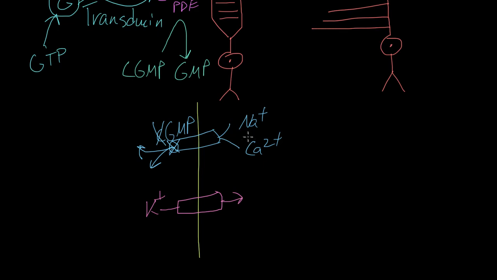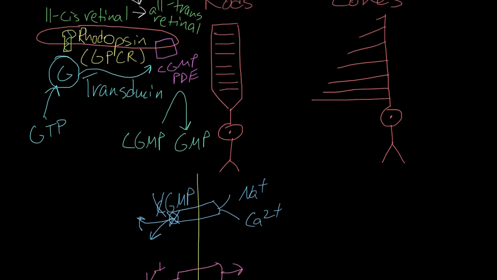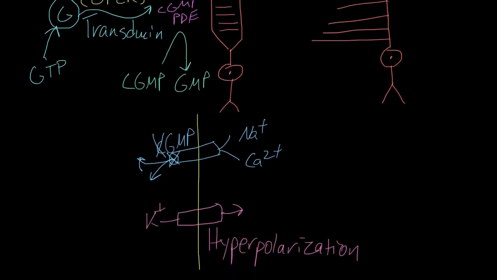Without the inward flow of sodium and calcium and only the outward flow of potassium remaining, we're going to have hyperpolarization. Now that's a little counterintuitive. When the stimulus comes in, we're getting hyperpolarization, where normally in other types of sensory systems, we get depolarization. But this is important to keep in mind because we do get hyperpolarization in the photoreceptors when the stimulus comes in. So how does this lead to a signal going to the brain?